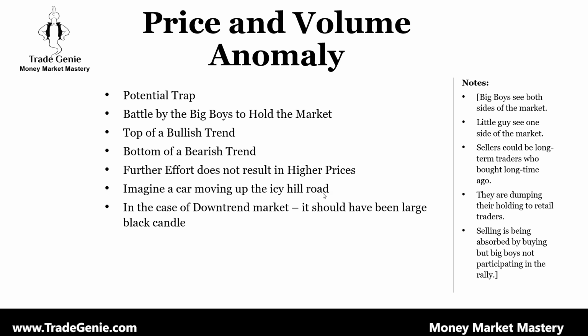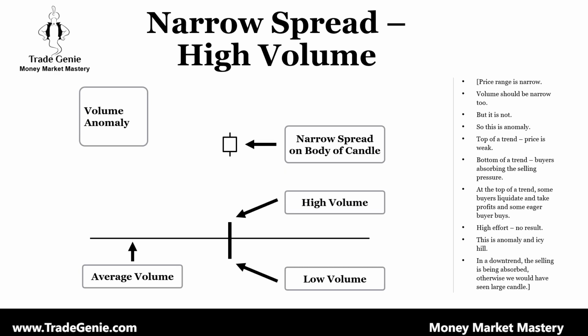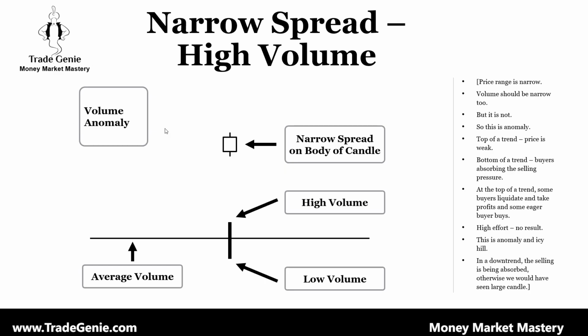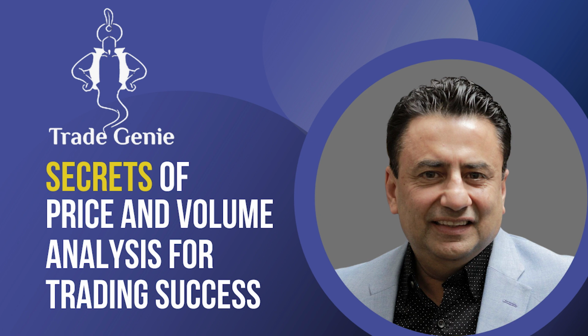Imagine a car going up an icy hill road. It doesn't matter how much pressure you apply, because the road is icy, the car is not moving up the mountain. In a downtrending market with huge volume, this should have been a large black candle. But this is a white candle. So there were buyers here, and all the sellers got absorbed by the buyers. So you wait for another day of confirmation, and then you look for the move up. That is your entry, because you know all the sellers were absorbed, and after another one or two days the action has begun. This concludes the session on price and volume analysis.